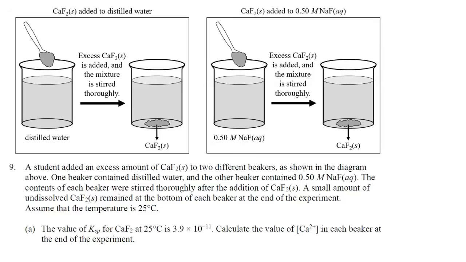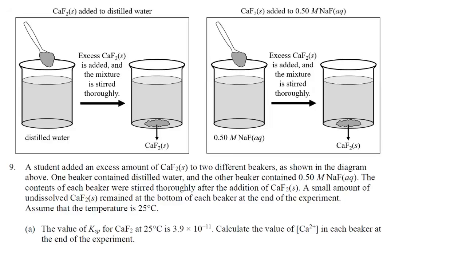In question 9, it says, a student added an excess amount of solid calcium fluoride, which has the formula CaF2, to 2 different beakers, as shown in the diagram above. One beaker contained distilled water, and the other beaker contained 0.50 molar sodium fluoride. So this scenario is very similar to number 7, part C, that I had discussed earlier in the video. The contents of each beaker were stirred thoroughly after the addition of solid calcium fluoride.